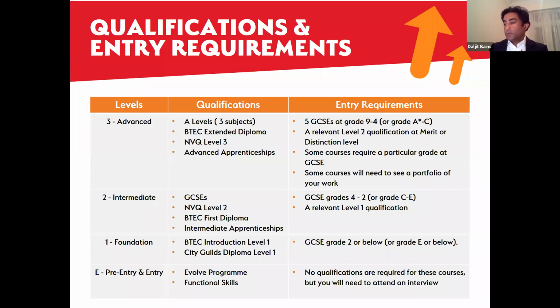So what I mean by level, so we're talking about courses which you want to apply for. You need to know what the entry requirements are, how long the course is, and what level the course is. So in this table, for example, if you are interested in doing courses at a level 3, which is the advanced level, your entry requirement for that particular course will be around 5 GCSEs grade 9 to 4. That's pretty much a standard approach for most colleges. There is a bit of difference when it comes to different courses and their entry requirements, but that's pretty much a standard requirement.